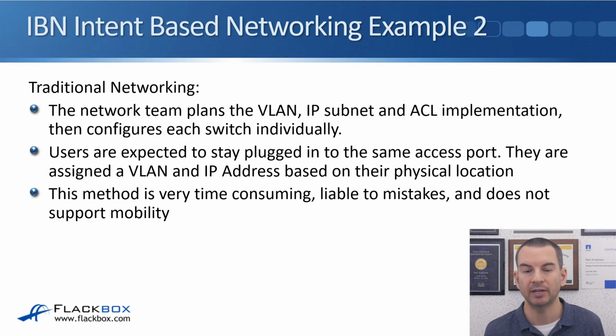Well, the network team would plan the VLAN, IP subnet, and access control list implementation, and then they would configure each switch individually. Users are expected to stay plugged into the same access port, because the way this is controlled is that on the switches, we've configured our switch ports with an access VLAN. When a user plugs into their department's access VLAN, they can then communicate with the DHCP server and get an IP address in their subnet. And we've then got access control lists that control the traffic flows between the different IP subnets. So they're assigned a VLAN and an IP address based on their physical location, not who they actually are.